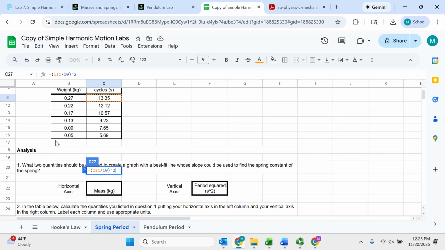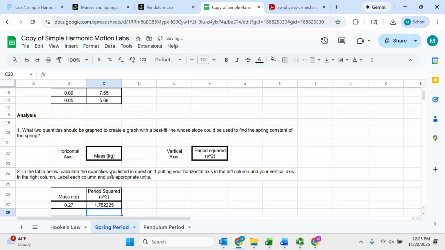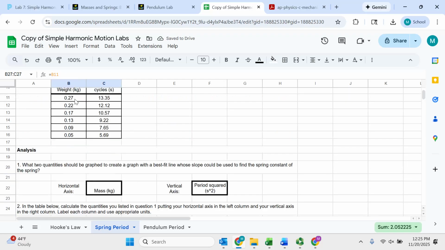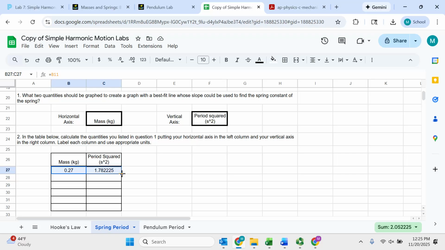So in order to do division, I use the slash line. In order to do square, I use the caret. And then I hit enter, and there we go, we're done. Now, I want to copy the same calculation for everything in this table. So I can take and copy it all down like this. And there we go, I have mass and period squared.